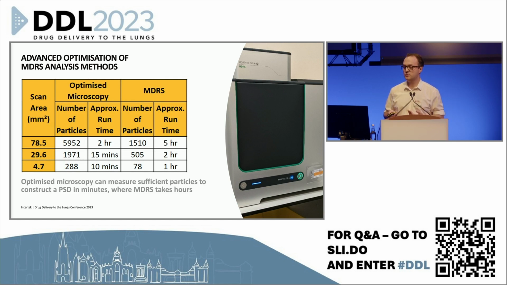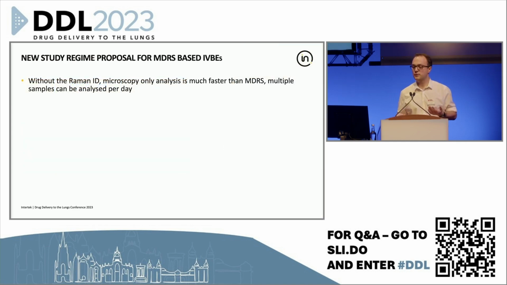We then did an exercise where we sequentially processed down the scan area for our measurement to see how quick we could make it. And we saw that with microscopy, you can image sufficient particles to build a reliable PSD in a matter of minutes, whereas MDRS takes hours because you have to take all of those Raman spectra. And so even though we have, for the smallest measurements, still only a couple of hours, that is only for spectral acquisition. When you add in sample preparation, instrument calibration, etc., you're still only talking one sample a day. Whereas for microscopy, you can do multiple samples per day.